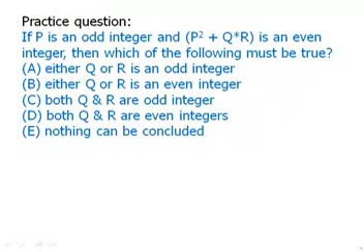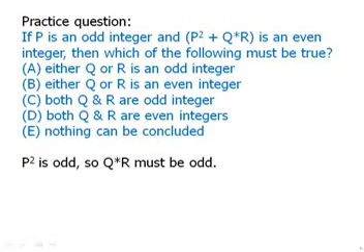Here's another practice question. Pause the video and work on this. If P is an odd integer and P squared plus QR is an even integer, which of the following must be true? Well, first of all, P is an odd integer. Think about this. P squared, that's just P times P, odd times odd. So the square of an odd integer is also odd. So P squared is odd, and the only way that the sum is going to be an even integer is if Q times R is an odd integer. So we have that much. We know that P squared is odd and Q times R must be odd.